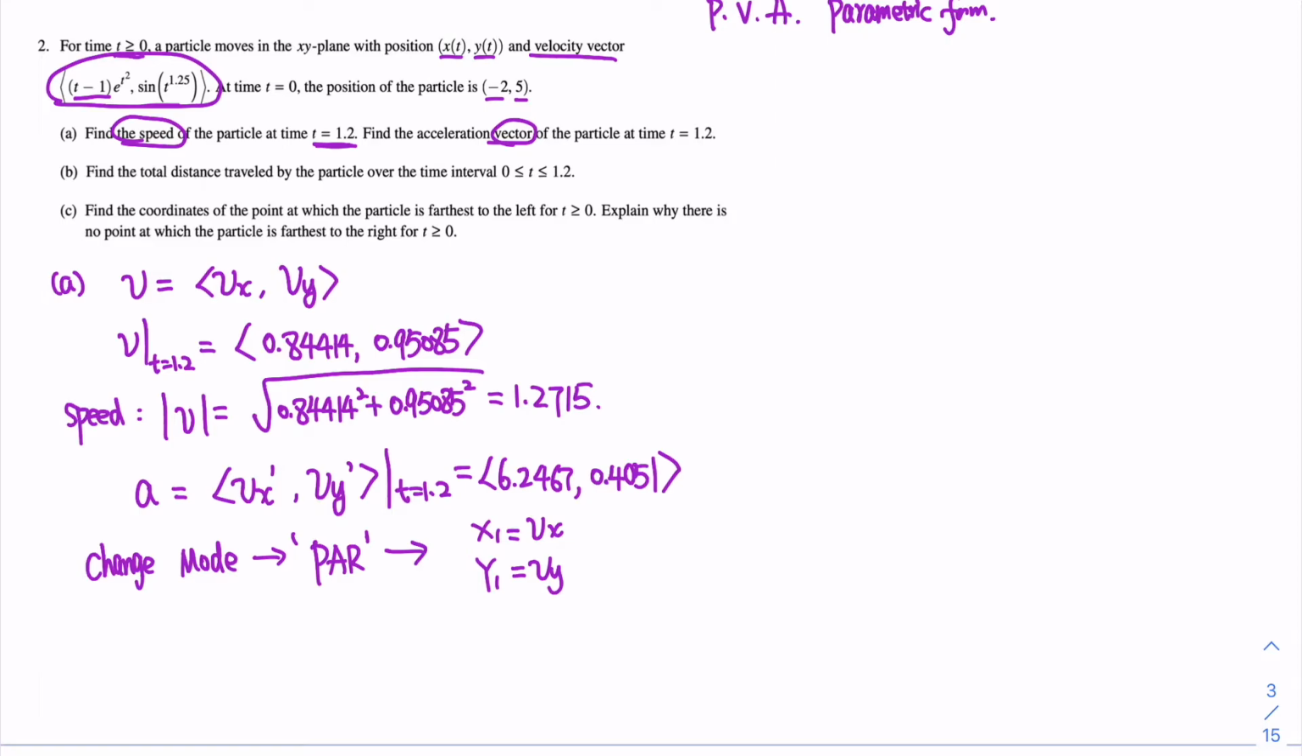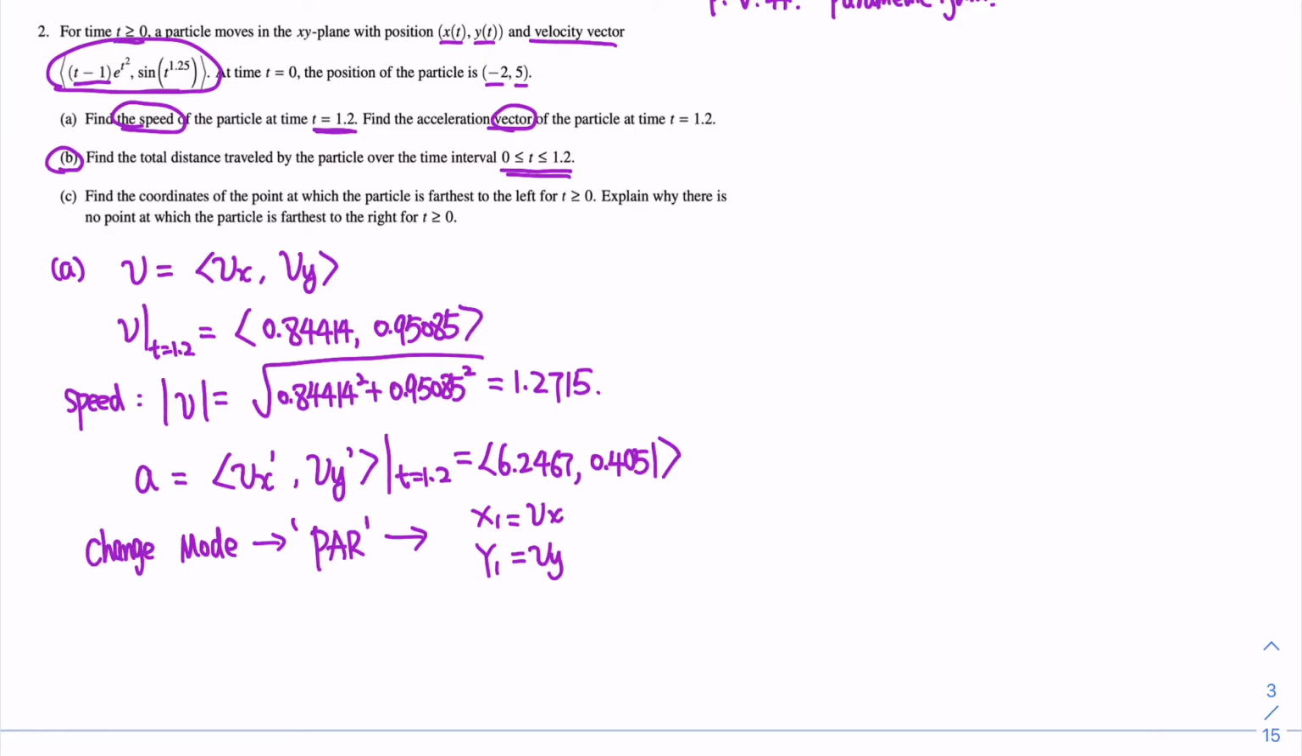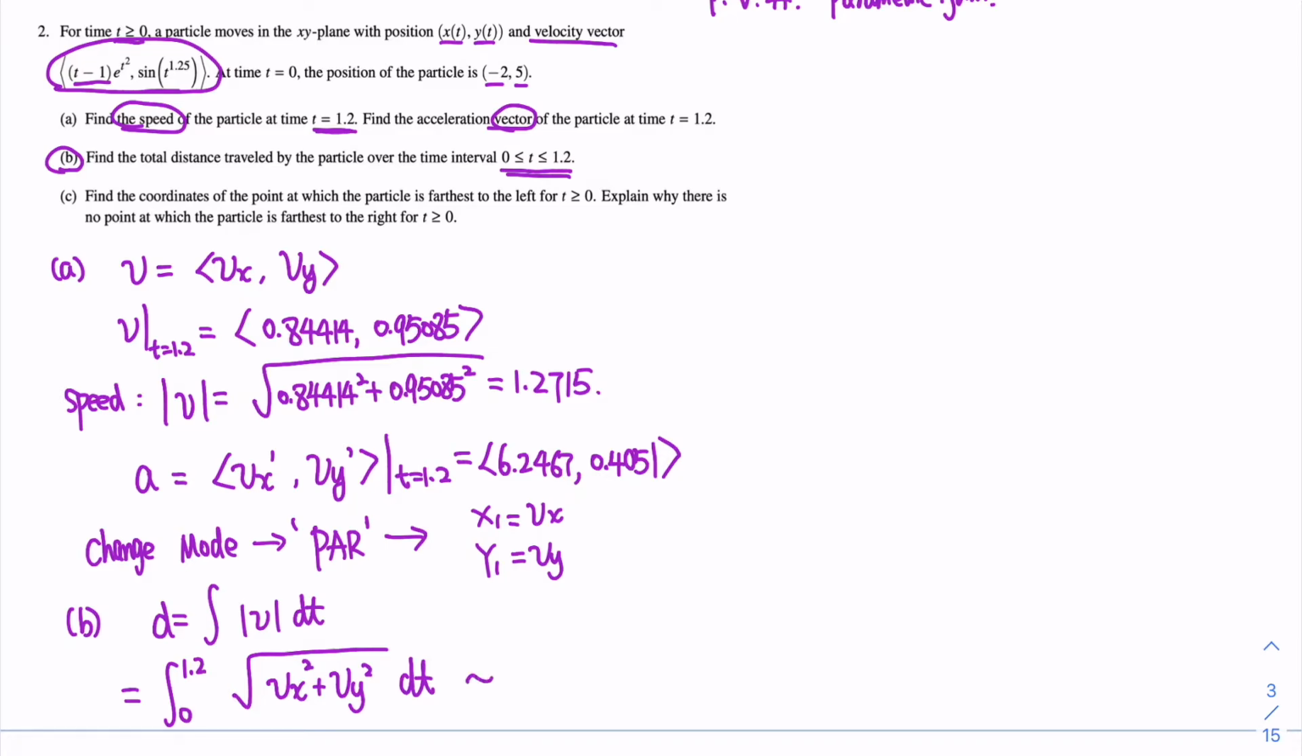This is part A. Part B. Find the total distance traveled by the particle over the time t equals 0 to 1.2. As we know, the distance is given by the integration of the speed dt. So in this case, we just need to put 0 and 1.2 in: the integral of the square root of Vx squared plus Vy squared dt. Plug this into our graphing calculator. That gives us 1.0098.